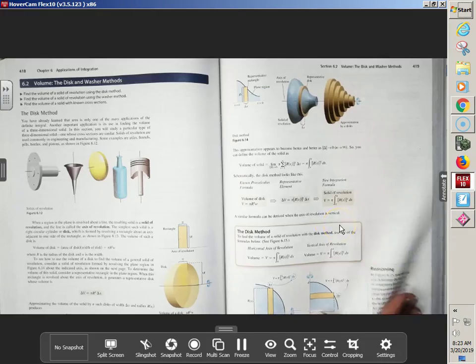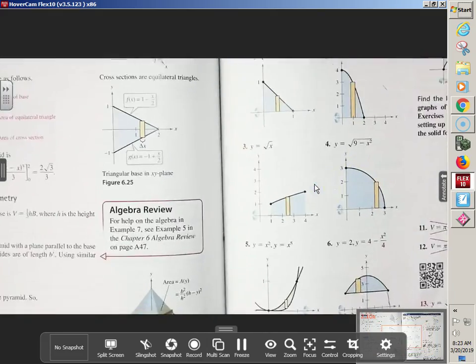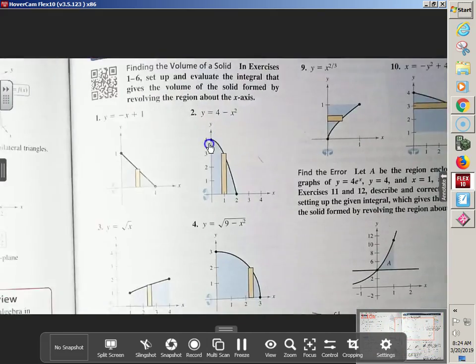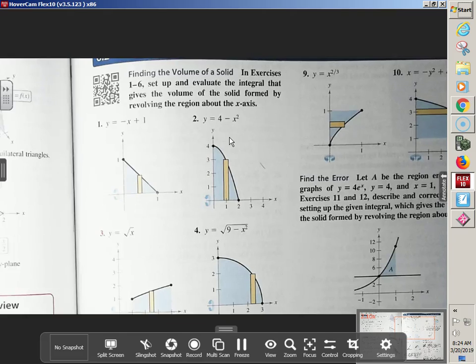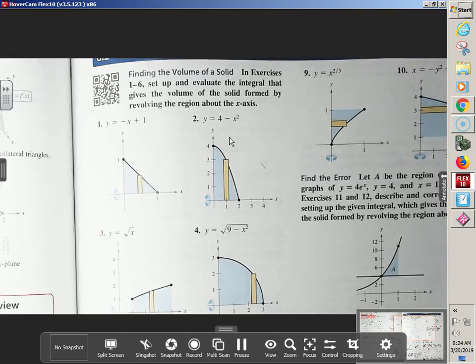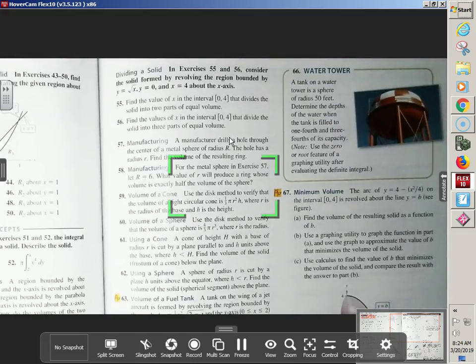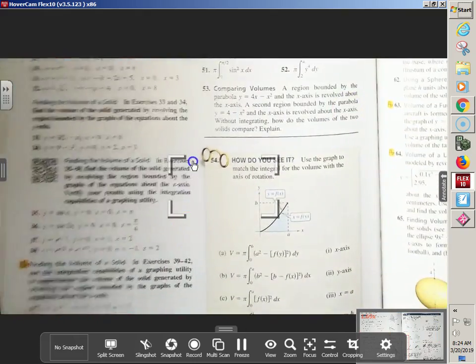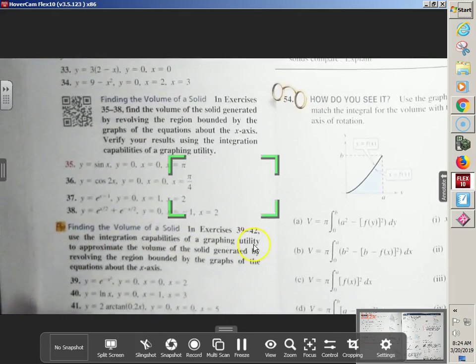And let's see how homework is giving directions so we kind of know what to do, all right? So the beginning of homework: set up and evaluate the integral that gives the volume of the solid. Doesn't say anything about using a calculator, so that would be by hand. Does it mention a calculator at all? Ooh. Down here in number 39 to 40: use the integration capabilities of a graphing utility.